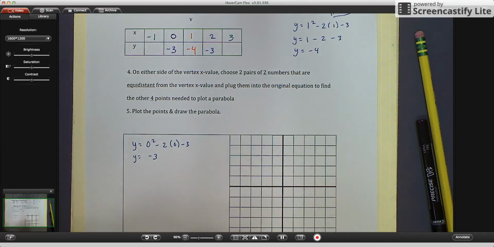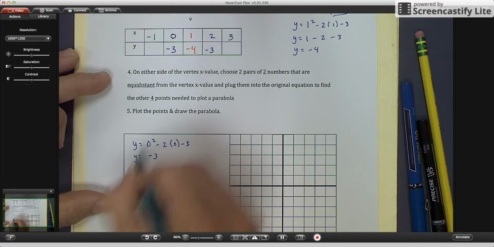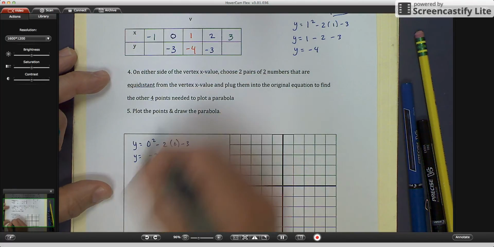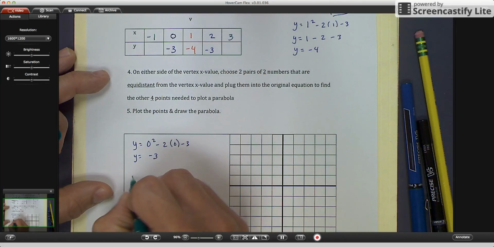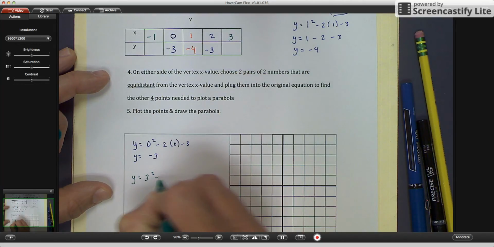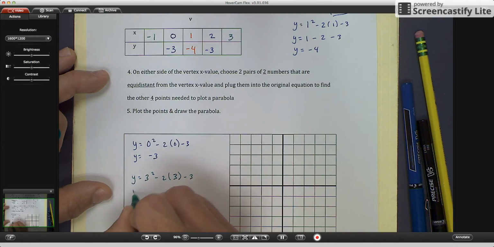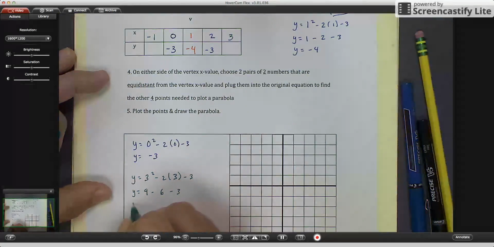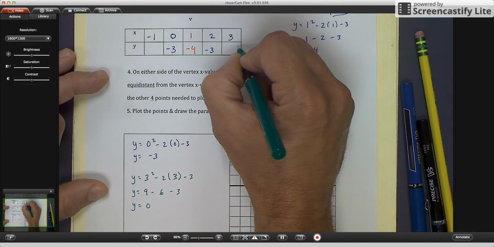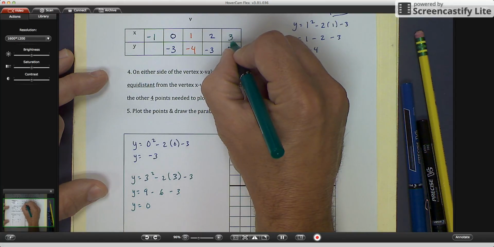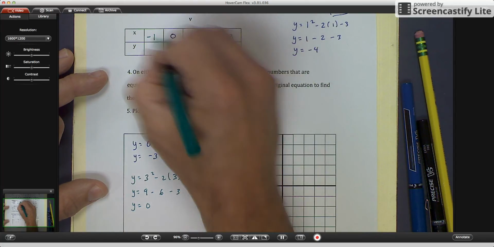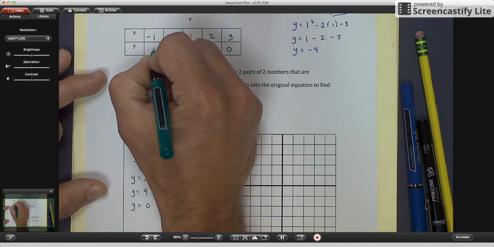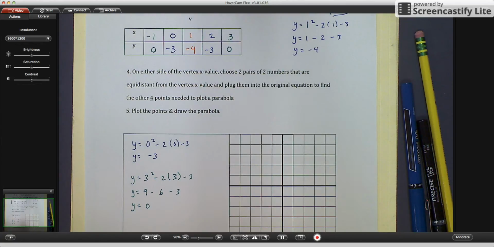And now we are going to figure out the second pair of y values by using, I'm going to use positive 3 instead of negative 1, just because I like positive numbers. 3 squared minus 2 times 3 minus 3. Y equals 3 squared is 9 minus 6 minus 3. Y equals 9 minus 6 would be 3. Minus 3 would be 0. So my y value here is a 0. And again, since 3 is the same distance away from 1 as negative 1 is, you could also put a 0 there. So now we're going to plot the points.